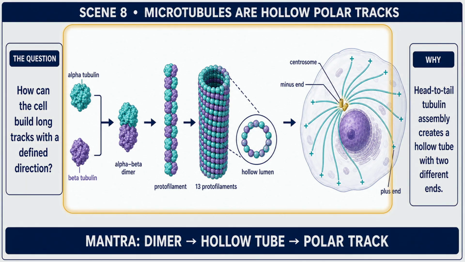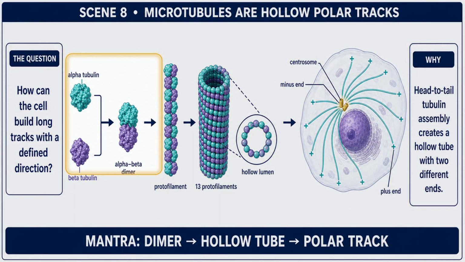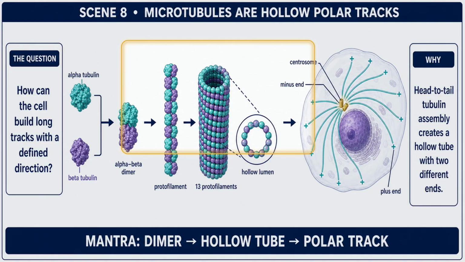The third system is the microtubule. At about 25 nanometers in diameter, it is the thickest of the three major cytoskeletal filaments. Its basic unit is an alpha-beta tubulin heterodimer. These dimers repeat head to tail, forming protofilaments, and 13 protofilaments close around a hollow lumen to produce one tube.